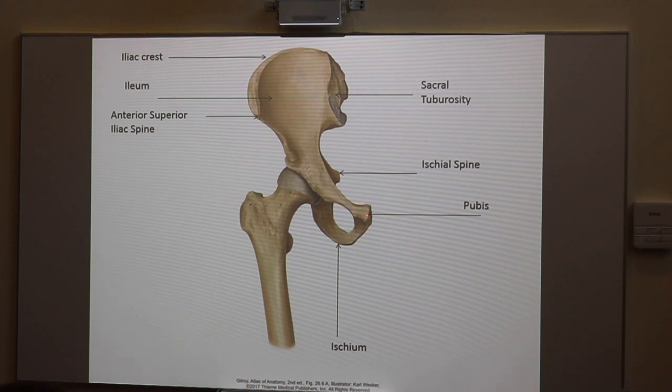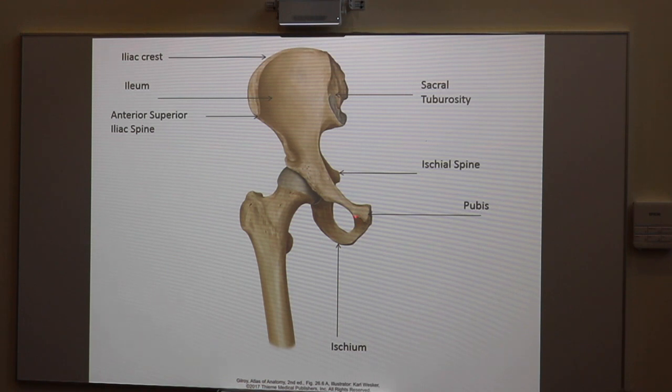You have the pubis, and the pubis has a superior ramus and it has an inferior ramus. So this is the superior ramus of the pubis, this is the inferior ramus of the pubis. This is the ischial tuberosity, and this is important because this is the place where you sit. When you are sitting, your weight is transmitted through the ischial tuberosity.